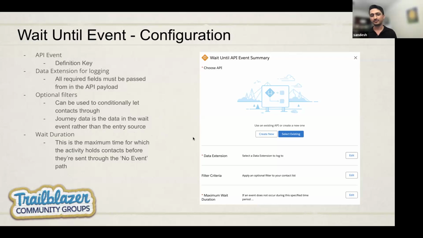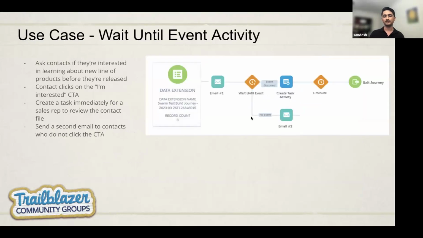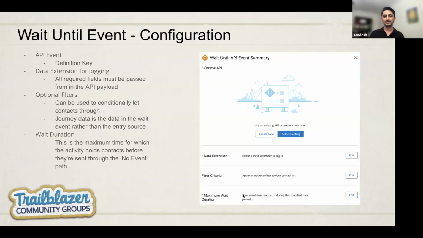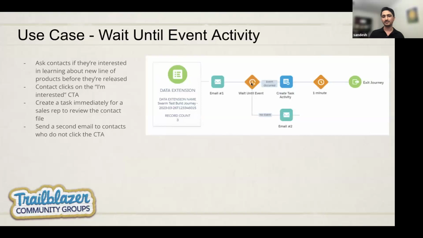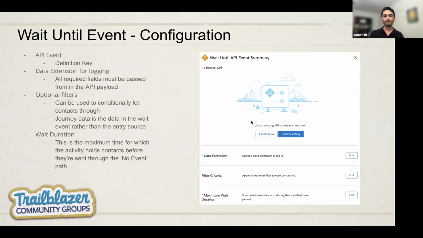And finally, like we were talking about before, we have the maximum wait duration. This is the maximum time for which the wait until event activity will listen to events, will track events. And when this expires, all the contacts that didn't click, for whom the event didn't occur, will be sent through the no event path. So the bottom path here. After whatever time you configure here, say 6 days, they'll be sent in through the bottom path. All right.